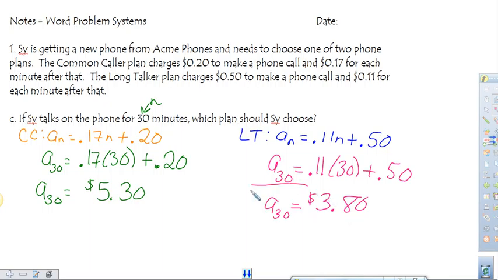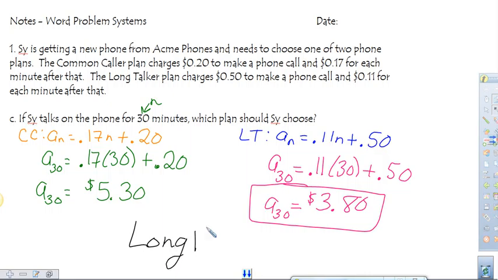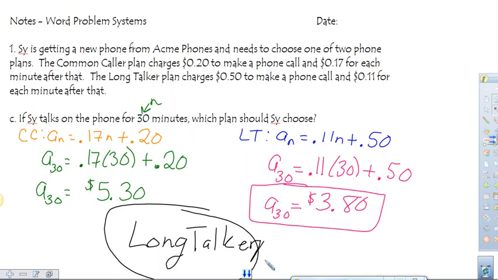So this is definitely the better option. You have to remember, what is your final answer? What are you actually answering? They want to know which plan. Well, they should choose the Long Talker, unless they just really like spending money. That's your actual final answer. This is the work that proves it. This is the actual final answer. Remember, we were emphasizing what your final answer should look like.